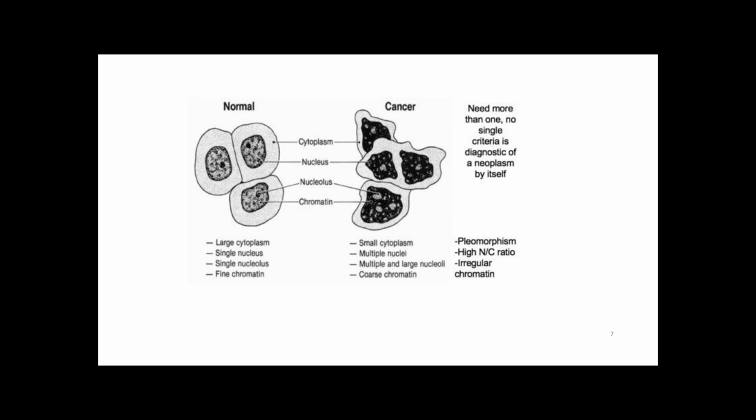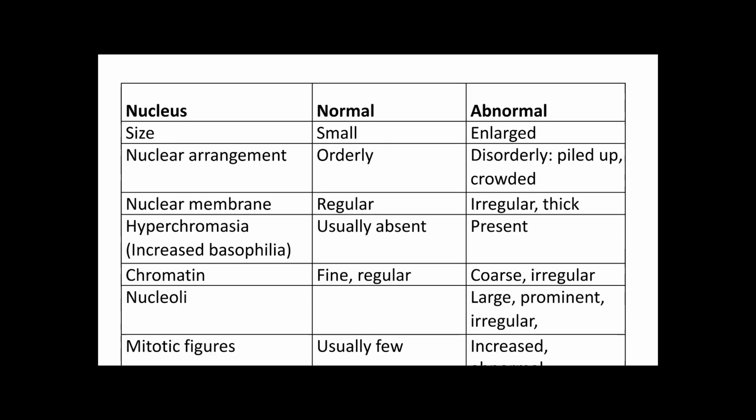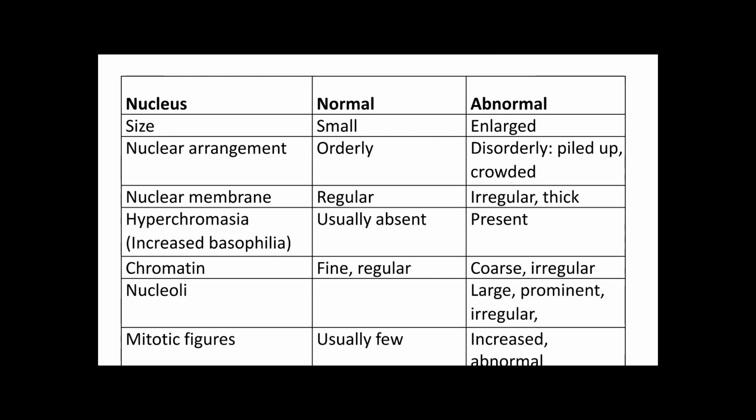Okay. So NC ratio is high due to the nucleus, right? Regular chromatin means the arrangement of the chromatin, right? So next one, previously we discussed the overall cell. Now we are going to discuss the nucleus changes, the nuclear differentiation between normal and abnormal conditions.